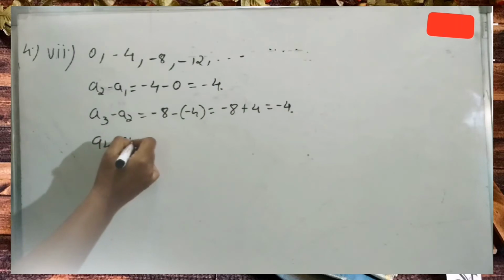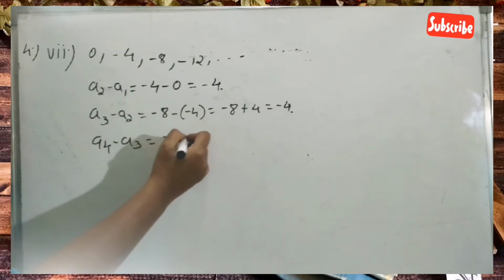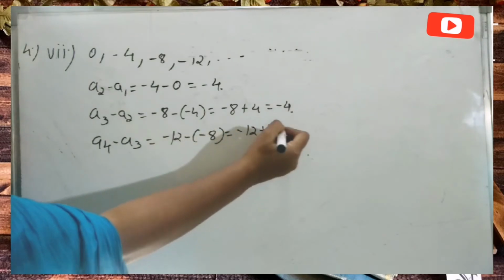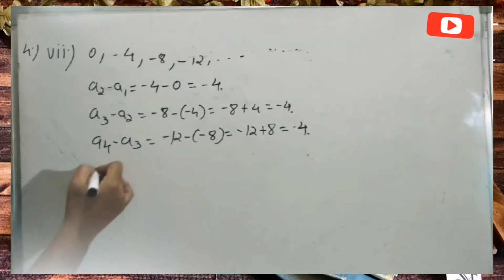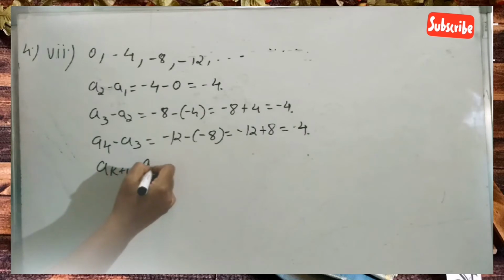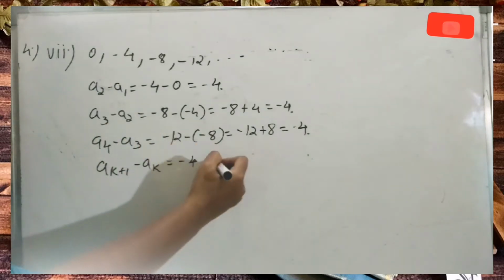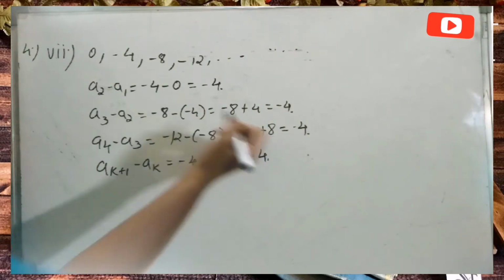And a4 minus a3 is equal to minus 12 minus minus 8, which is equal to minus 12 plus 8, which is equal to minus 4. That means a(k+1) minus a(k) is equal to minus 4, and it forms an AP with common difference d equal to minus 4.